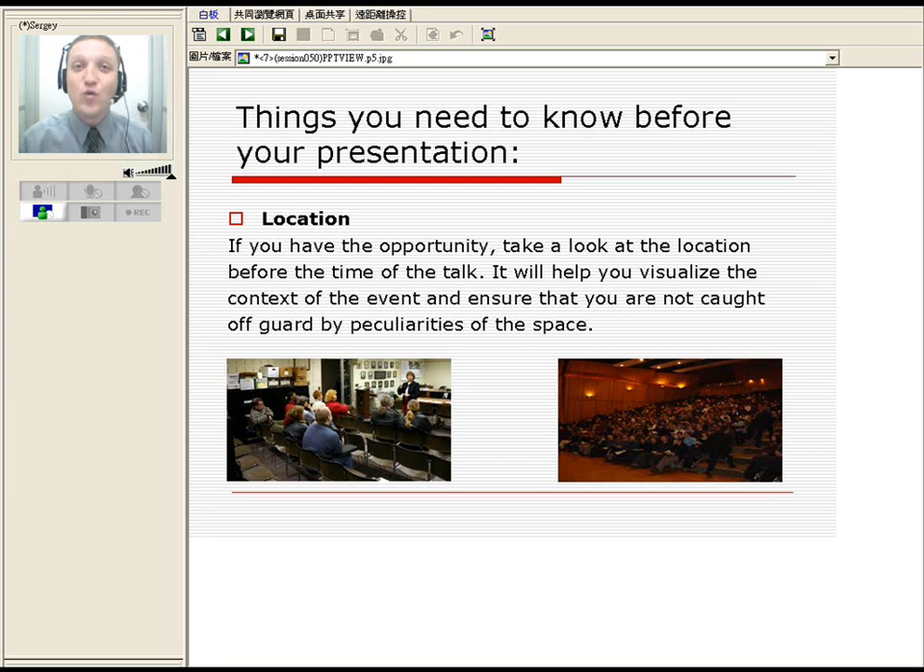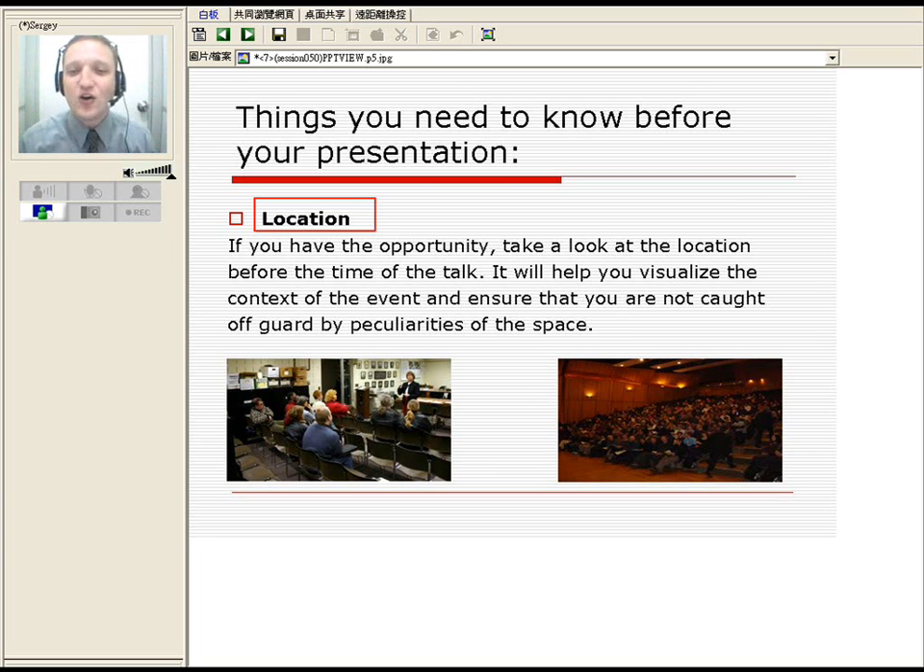Location. Location means a place where you're going to talk at. So on these pictures on your screen, you can see that sometimes locations could be small, sometimes locations could be very big. Before your presentation, are you ready to meet all these people? Are you ready to talk in front of a big audience? Or are you ready to talk to people who are just sitting very, very close to you?